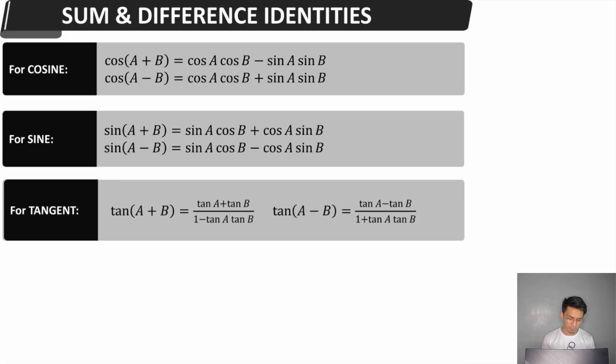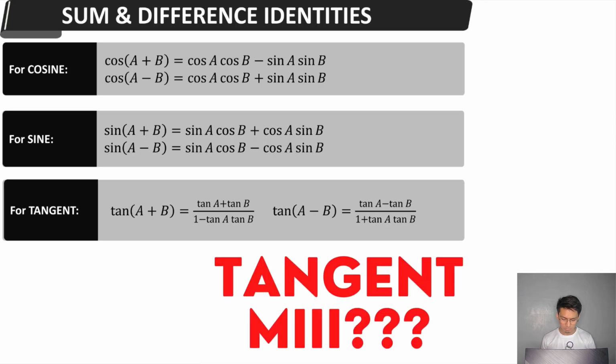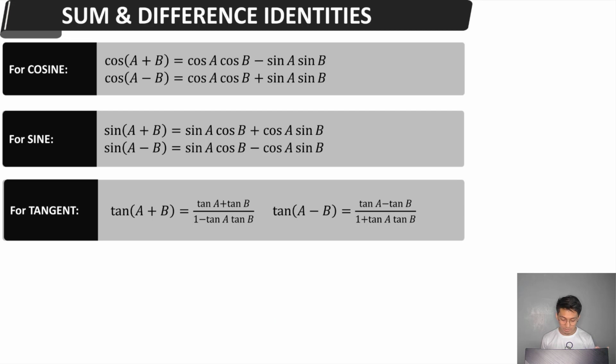Sine A minus B, the difference identity, is equal to sine A times cosine B minus cosine A times sine B. And for the last, we have for tangent function, sum identity, tangent A plus B is equal to tangent A plus tangent B all over 1 minus tangent A times tangent B. And for the difference identity naman, for tangent function, tangent A minus B is equal to tangent A minus tangent B over 1 plus tangent A times tangent B. So these are all the formulas for the sum and difference identities of one of the composite angles natin sa trigonometry. And to apply all these identities, let's take example number 1.